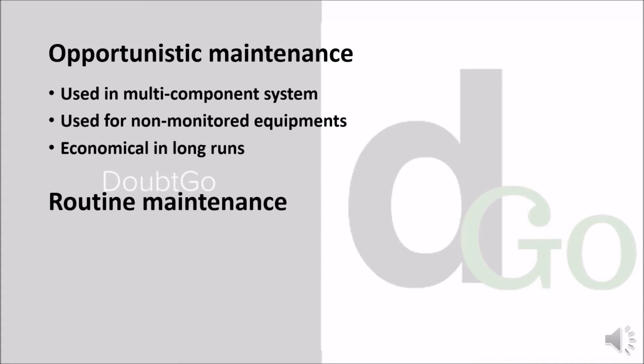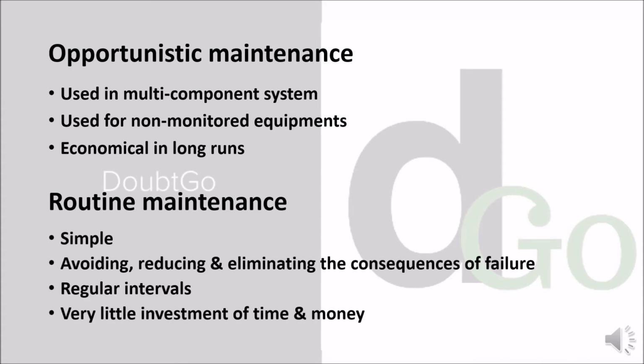Routine maintenance. It is the simplest type of maintenance. Its actions are avoiding, reducing and eliminating the consequences of failure. The actions are taken at regular intervals and it needs very little investment of time and money. For example, routine maintenance is used in trains. When a train stops at bigger stations, a group of maintenance people immediately start checking and doing minor jobs, like identifying loose parts and tightening, cleaning the moisture brakes and checking brakes.